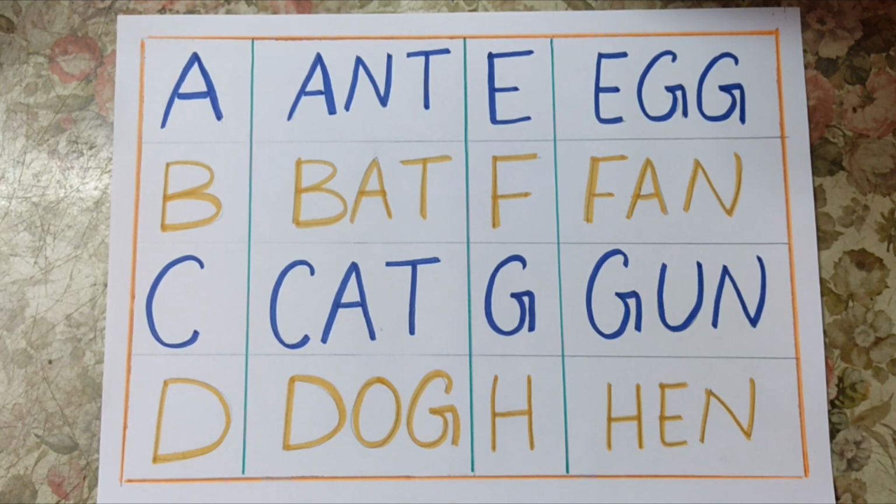A for ant. B for bat. C for cat. D for dog. E for egg. F for fan. G for gun. And H for hen.